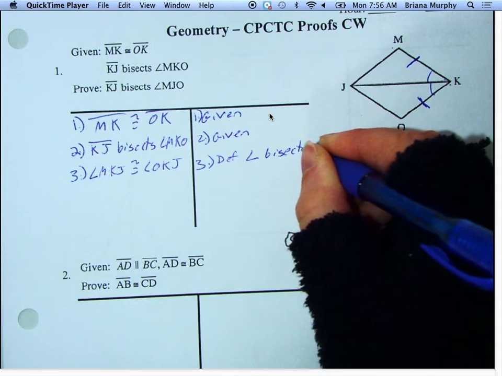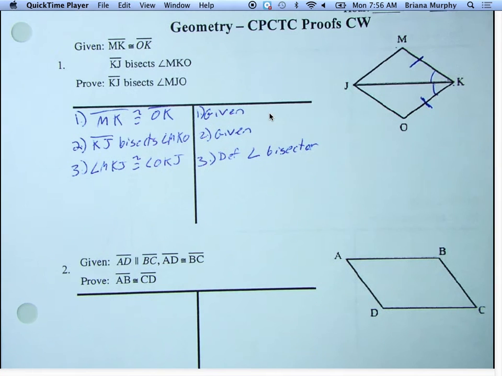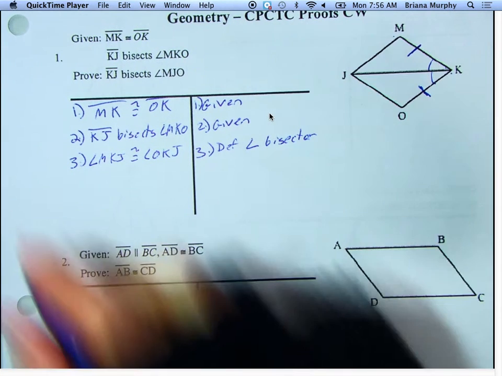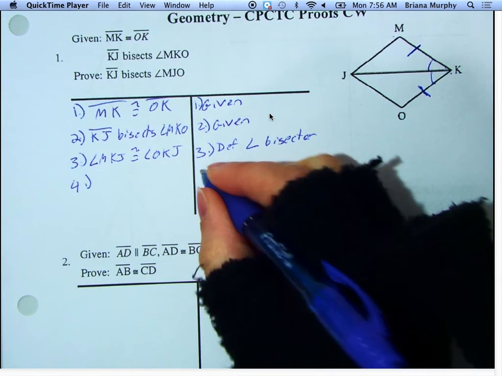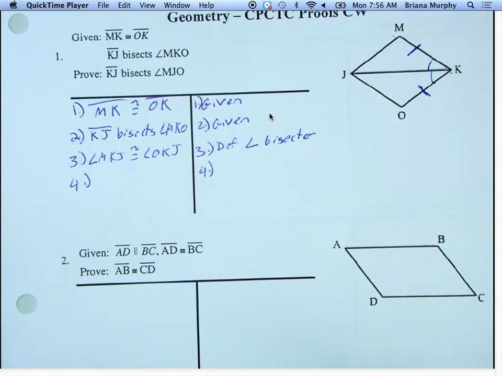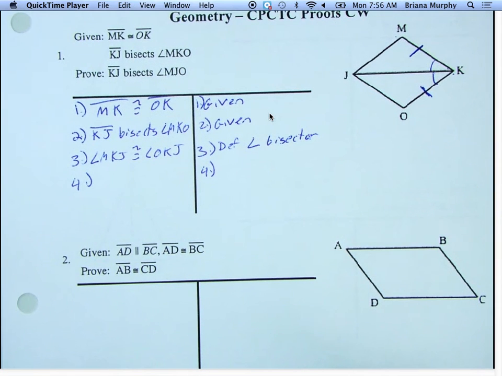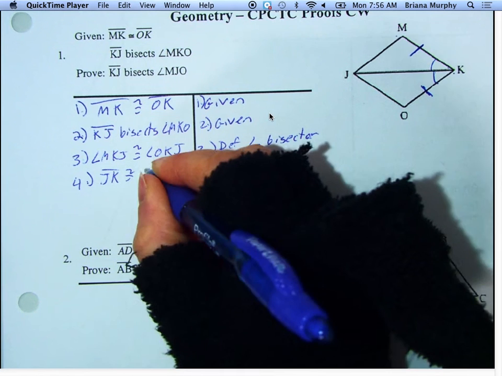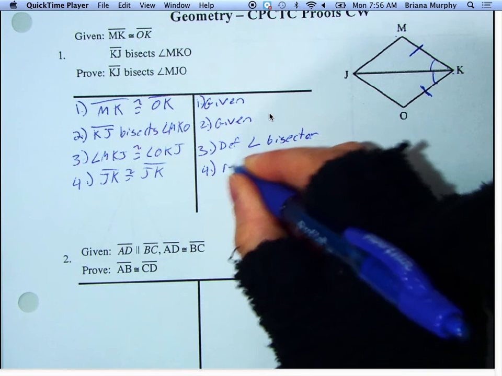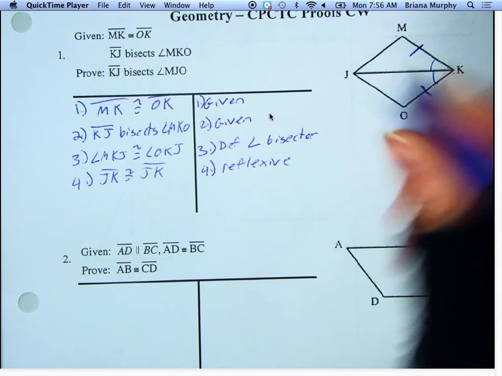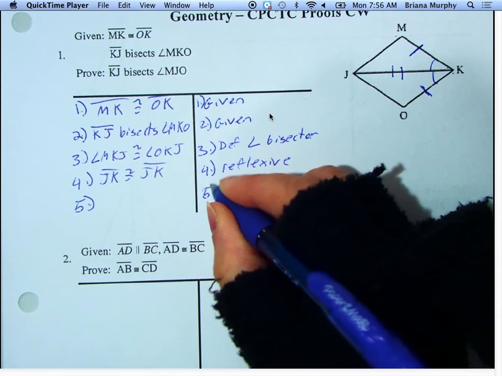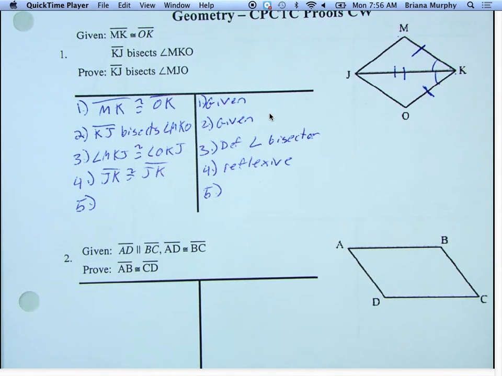How do you spell bisector? Yes. Okay. So, what else do I have? I only have an angle and a side right now. Do I have any other sides or angles that I can say from the picture? Because I ran out of givens. JK is congruent to JK. By what? There we go. Okay. So then, do I have enough information to prove that the triangles are congruent?